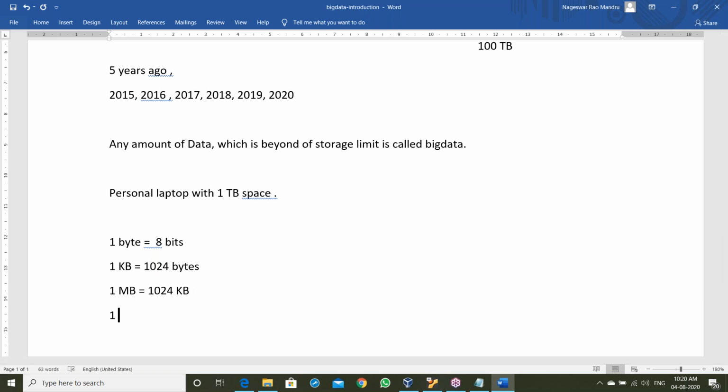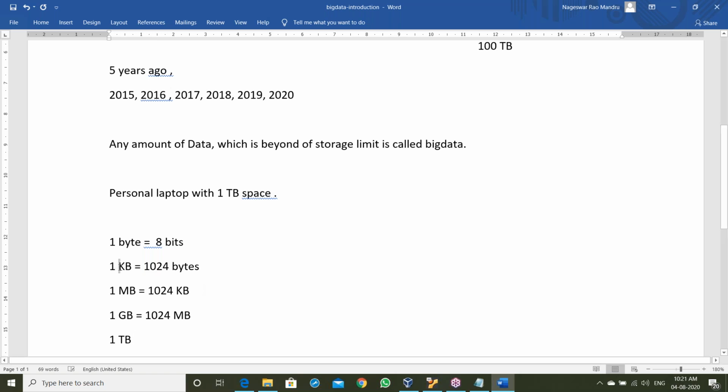After MB, next is GB. 1 GB equals 1024 MB. After GB, what is next here? Terabytes.